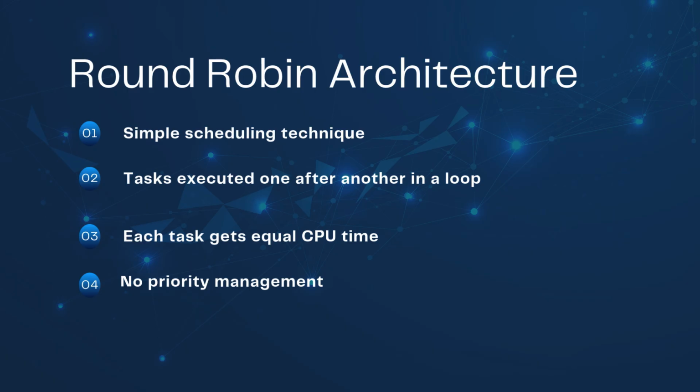So now let's begin with the round robin architecture. This is one of the simplest scheduling techniques used in embedded systems. In this architecture, tasks are executed sequentially in an infinite loop. Each task receives equal CPU time and there is no priority management. It's commonly used in small microcontroller-based systems where computational complexity is low and the time constraint is not strict.